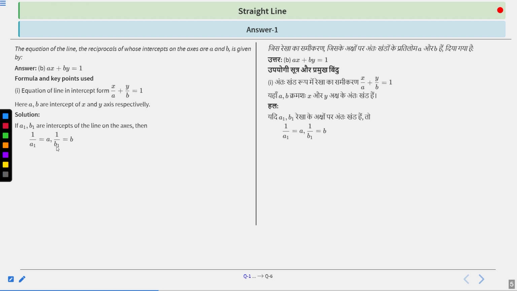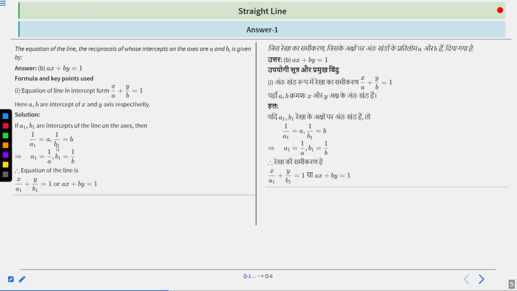If A1, B1 are the intercepts of the line on the axis, then 1 by A1 is equal to A and 1 by B1 is equal to B, right? As it is given in the question. So if 1 by A1 is A, then A1 will be equal to 1 by A and B1 will be equal to 1 by B, right?